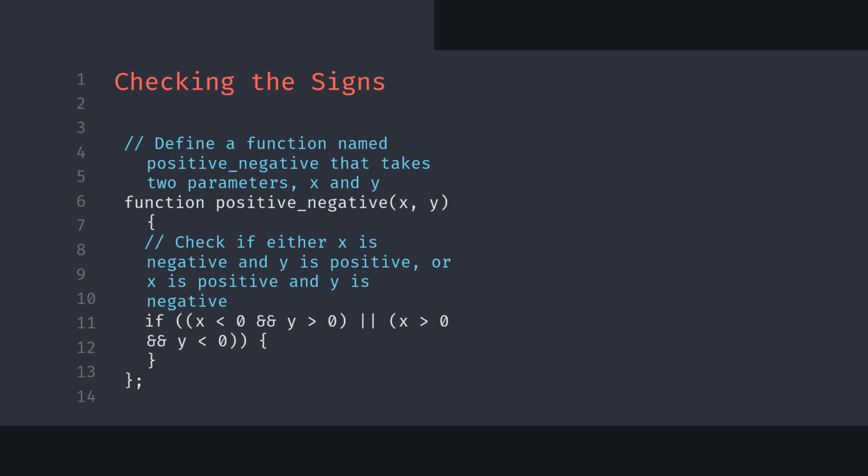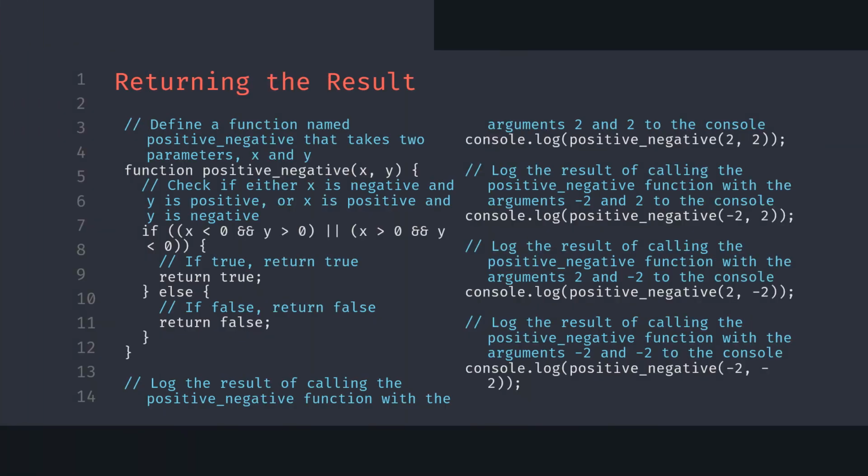Inside the function, we'll use an if statement to check whether x is negative and y is positive, or vice versa. If either condition is true, we'll return true. If the condition is met, we'll return true, indicating that one number is positive and the other is negative. Otherwise, we'll return false.